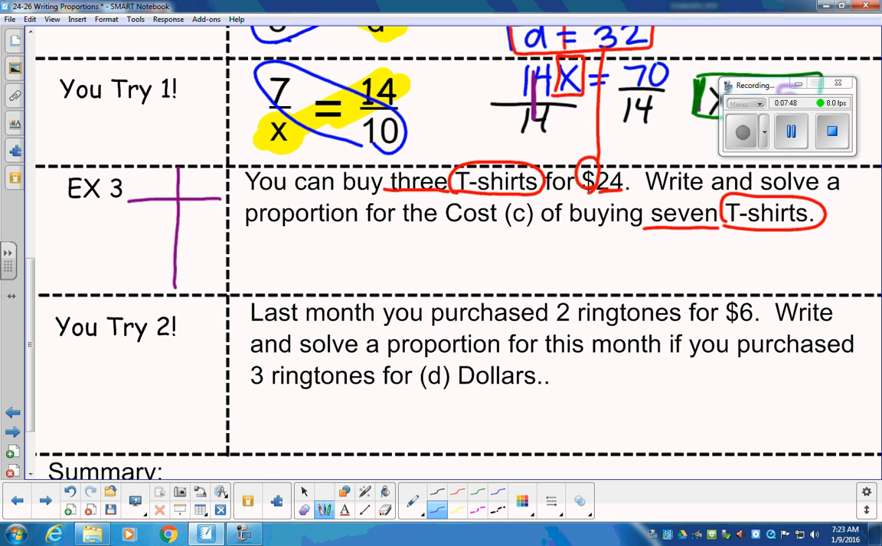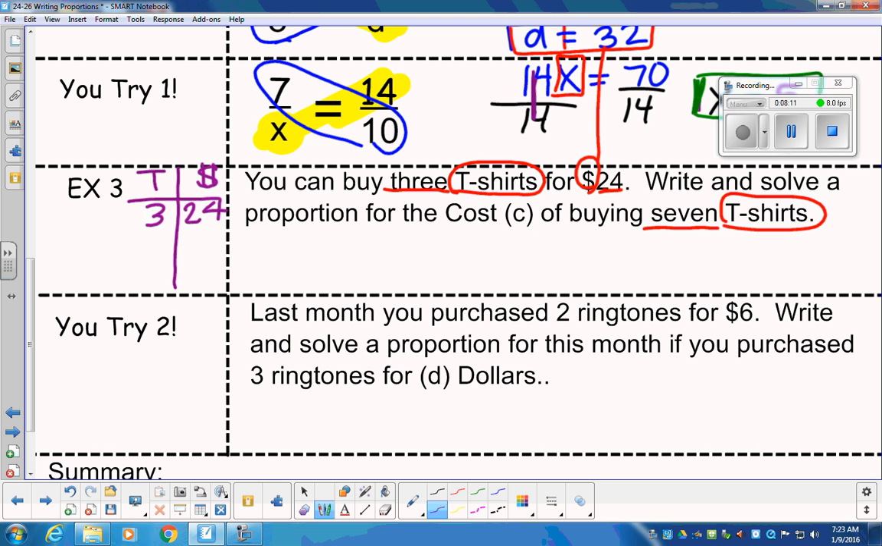The 2 labels that I've circled are t-shirts and dollars. So we're going to go ahead and set up a t-table for t-shirts and dollars. In that t-table, it says 3 t-shirts cost $24. So I'm going to put a 3 underneath the t-shirt column and a 24 underneath the dollar column.